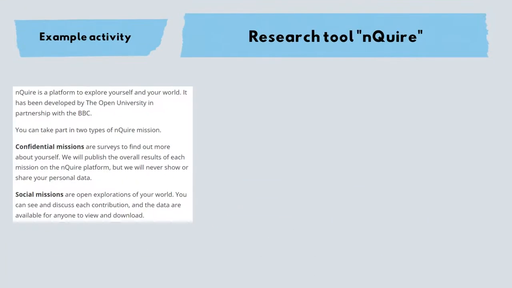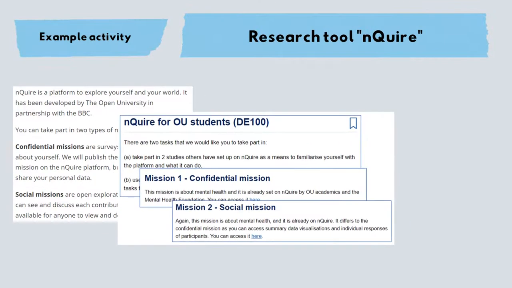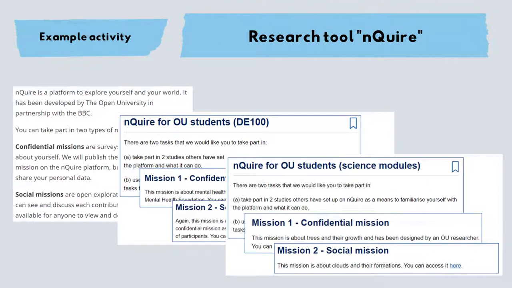Our final example activity explored Enquire, a research tool that was developed by the Open University in partnership with the BBC. The tool enables citizens to complete two types of mission, confidential missions and social missions. This activity invited students to try both, and they were also given an opportunity to set up their own study.